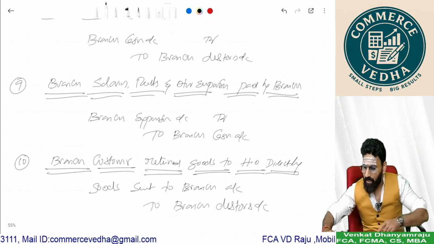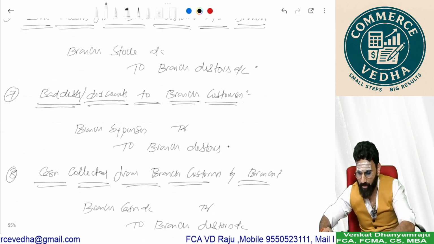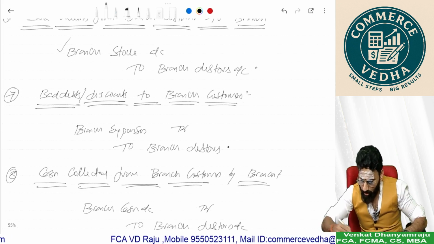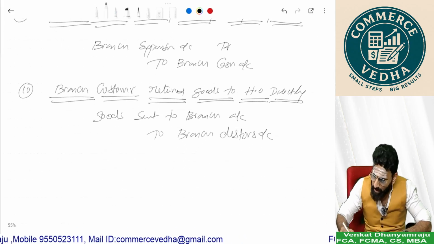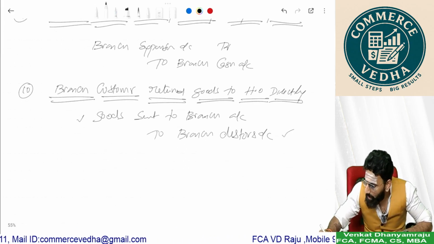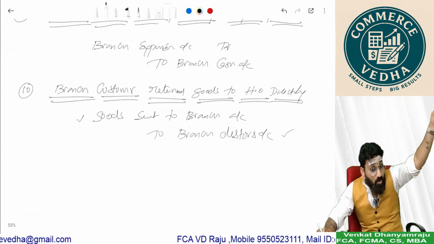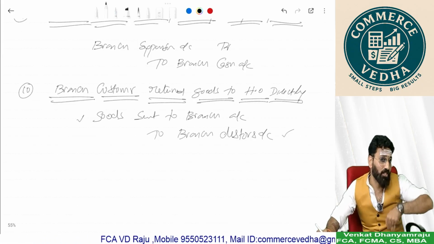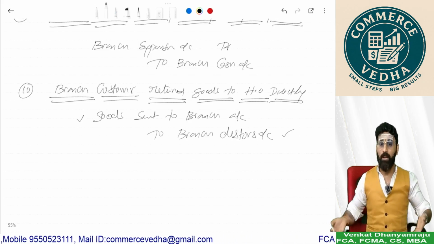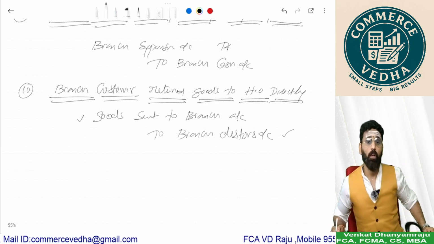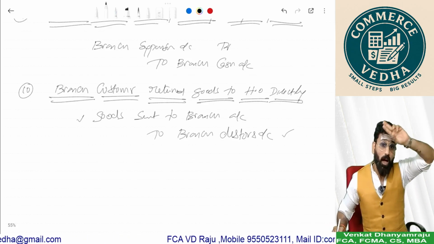If debtor returned to branch, it is simple branch stock to branch debtor. If debtor returned to head office, it should be goods sent to branch debtors. Directly sent to HO. So it is not coming to branch stock. I cannot debit branch stock account. But debtor should get reduced. And the stock is gone to HO.